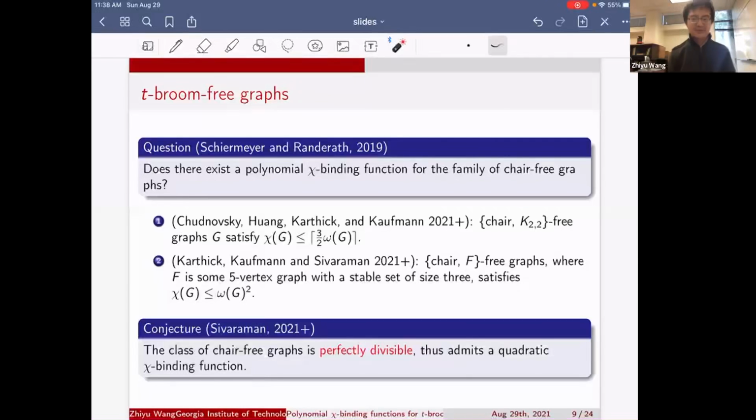Since then, there has been some very active research on this topic and on some subclasses of chair-free graphs. In particular, Chudnovsky, Huang, Karthick, and Kaufmann show that if we additionally forbid K_{2,3}, then we have a linear chi-binding function, 3/2 omega of G. Then Karthick, Kaufmann, and Sivaraman show that if we forbid some 5-vertex graph with a stable set of size 3, then it admits a quadratic chi-binding function. In the same paper, Sivaraman conjectured that the class of chair-free graphs is in fact perfectly divisible, which can be split into a perfect graph and a subgraph of clique number at most omega minus 1. As a consequence, this would admit a quadratic chi-binding function.